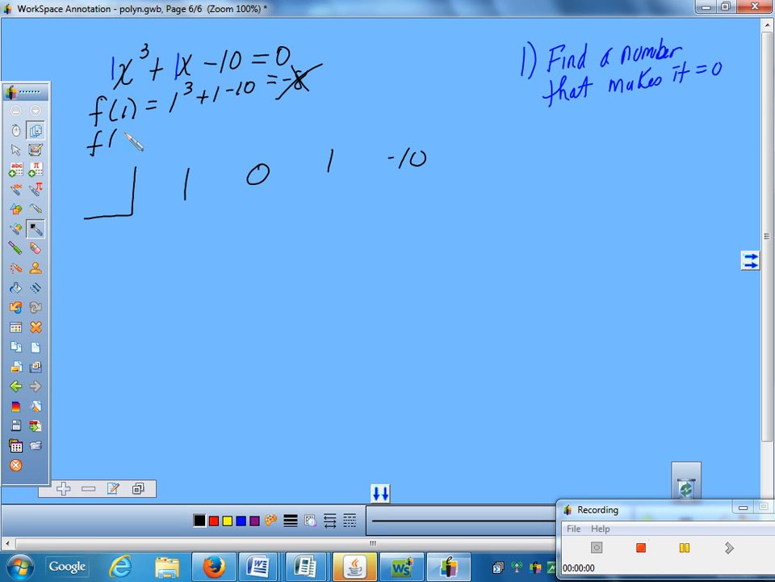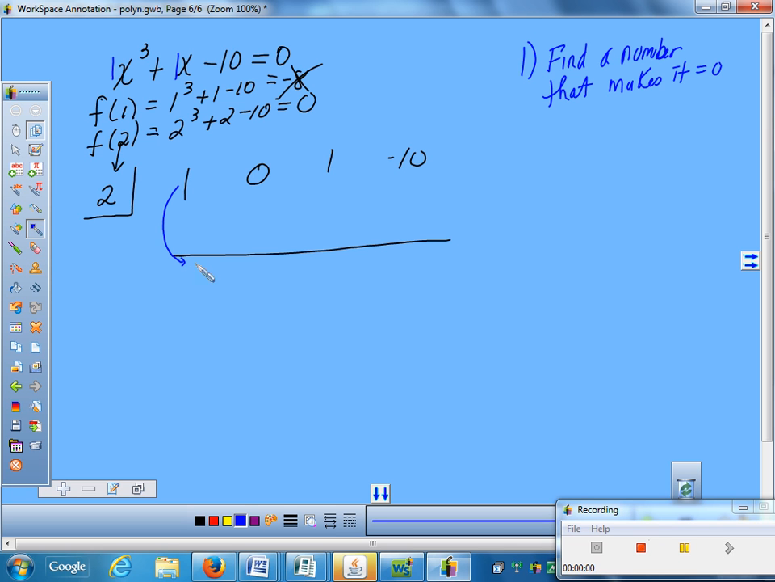So Caleb thinks it's 2. Does 2 cubed plus 2 minus 10 work? Yes. So that's the number that goes in the box. It made it equal 0, so you put it in the box. Now, do you remember how to do synthetic division? It's easy. You just have to remember how to start.